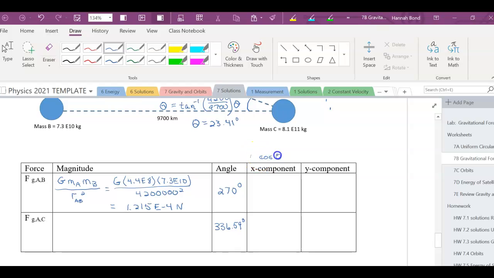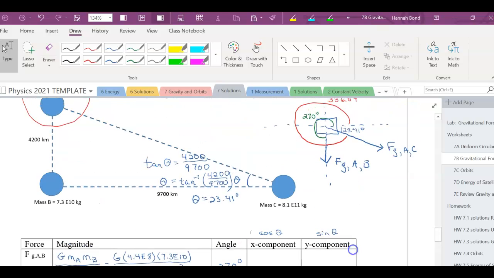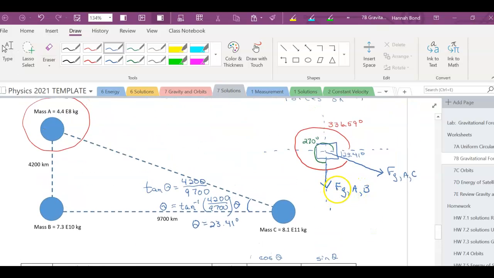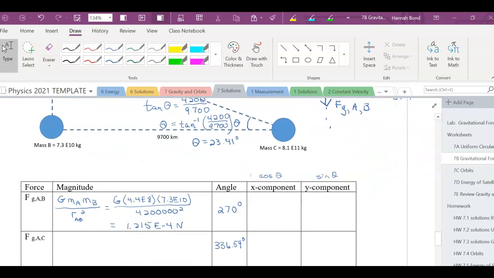cosine of the angle, I'm going to get my x component, and if I multiply it by the sine of the angle in standard position, I get the y component. I might not even need to do that for this one. I can see here that the gravitational force that's being exerted on A by B points vertically down. It's on the y-axis. It is a y component force, right? But it's pointing in the negative direction. So if I just add a negative sign, I have that. There is no x component of this force because it lies on the y-axis.